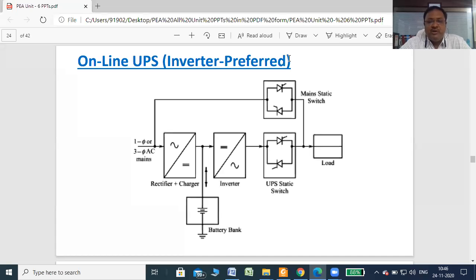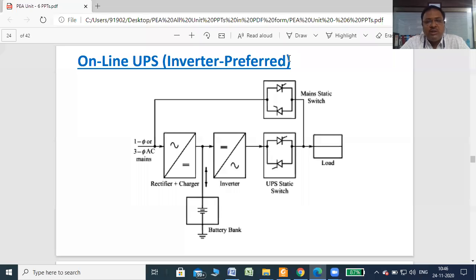In this figure, the UPS static switch and main static switch are shown. They are basically SCRs. If you are using an SCR as a switch, definitely a protection circuit and triggering circuit are required for these switches. But for simplicity, to avoid complications in the figure, the triggering circuit and protection circuits are not shown. Now in this particular circuit diagram, it works in two modes.